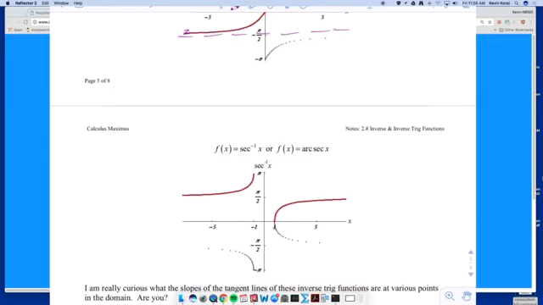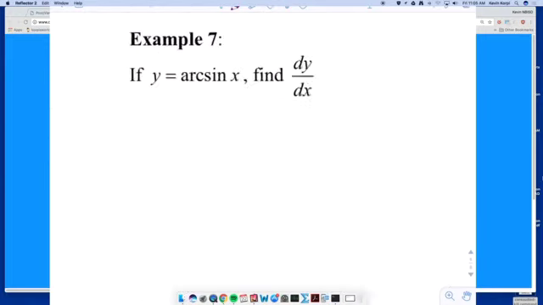And for what it's worth, there's inverse secant. Hello, inverse secant. Bye, inverse secant.